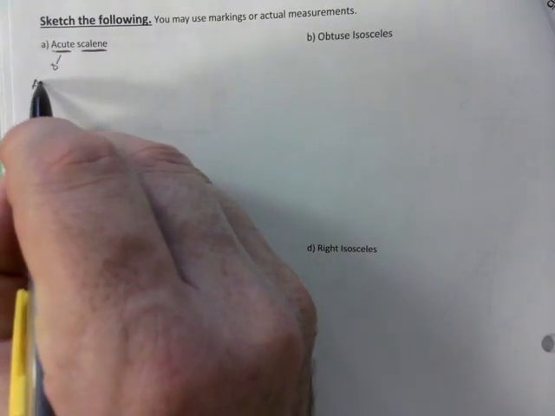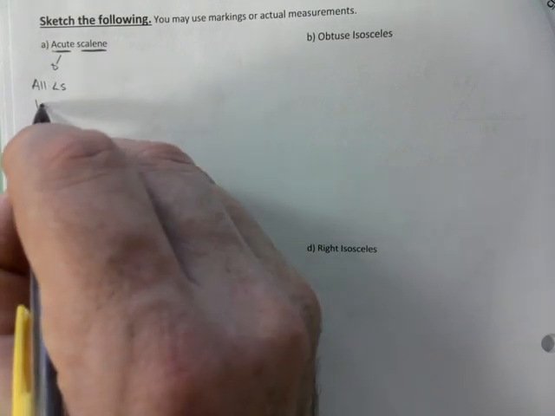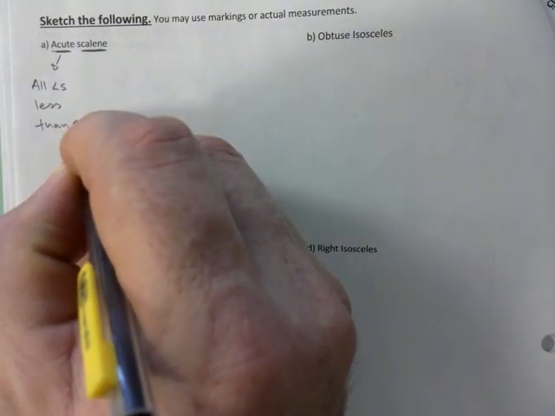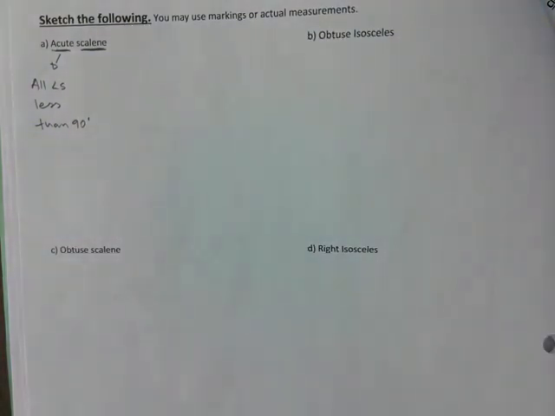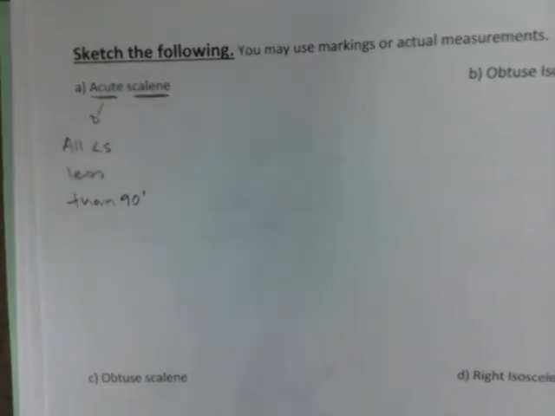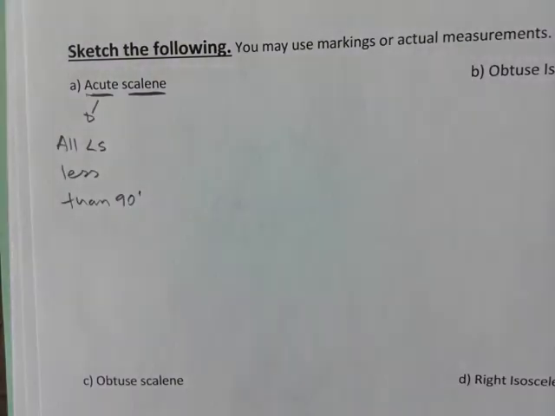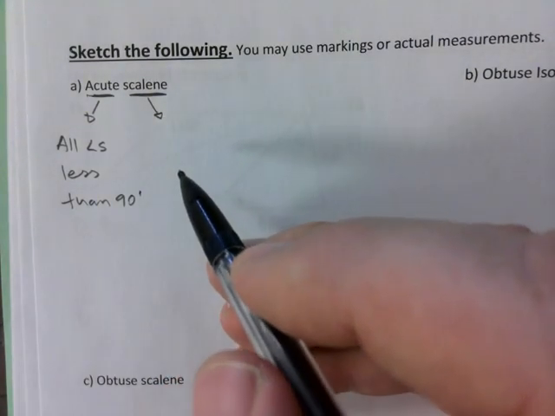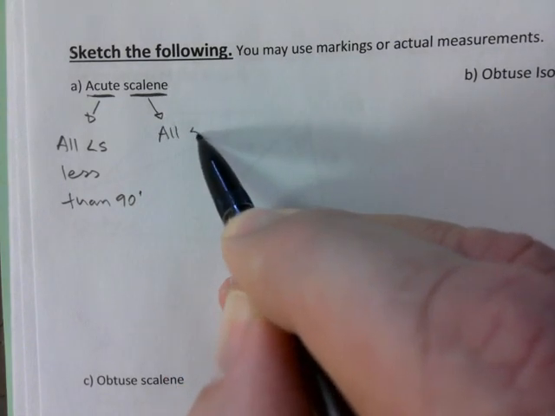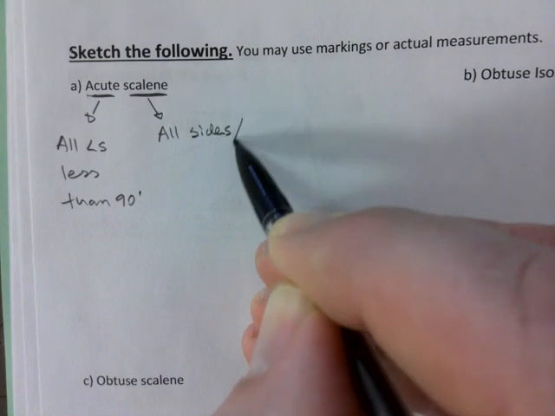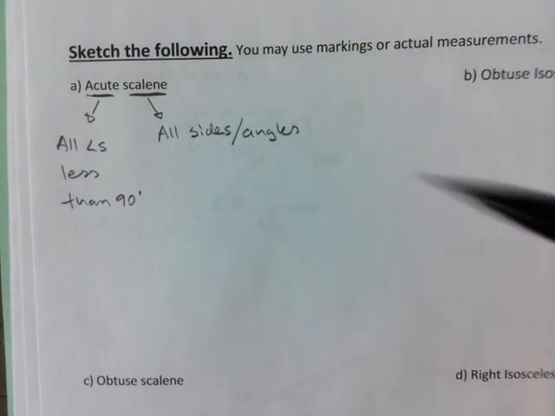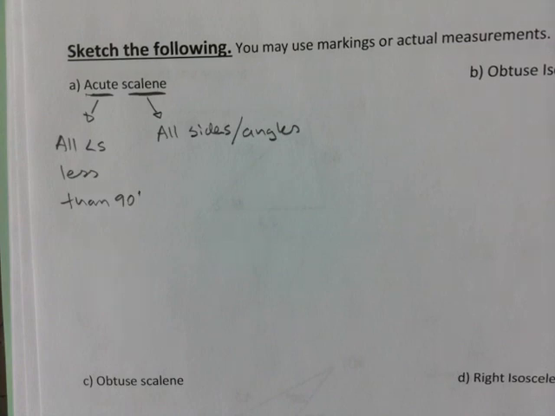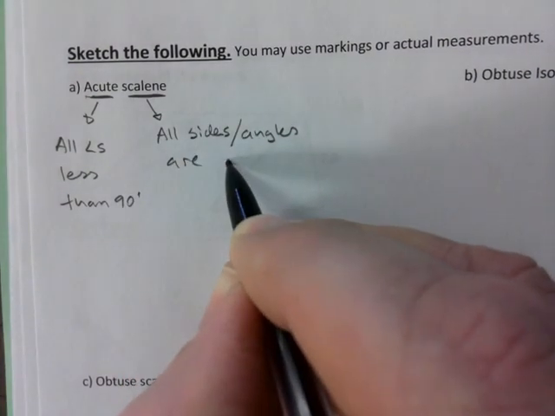Acute means all angles are less than 90. Write that down, right? That's what the acute part means. I'm going to zoom into just that one so your eyes don't hurt. There you go. The acute part means all angles have to be less than 90. That's a requirement, and you need to make your intentions known. You can't just say, yeah, this kind of looks like it. Scalene means all sides slash angles are different. You can have either or, but all sides slash angles are different.